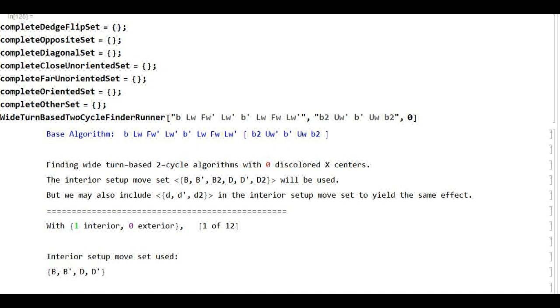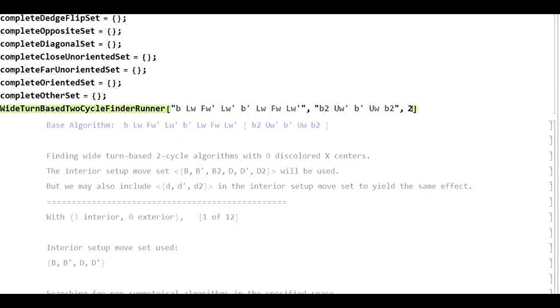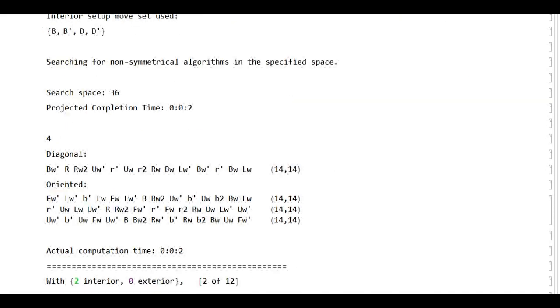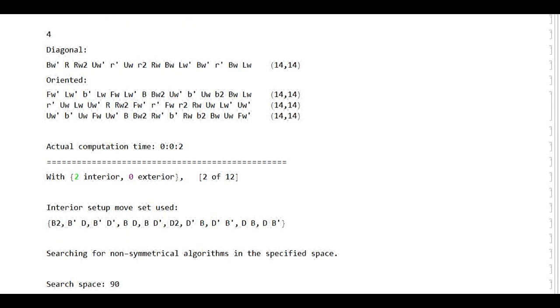And let me just briefly show this, like I was mentioning earlier. If I just replace that with a 2, then I'm going to be getting algorithms that discolor 2 X centers instead of none or 0. So if I run it, search complete. Rotating and/or mirroring algs to be in the last layer. See, it already found some because these are much more prevalent.